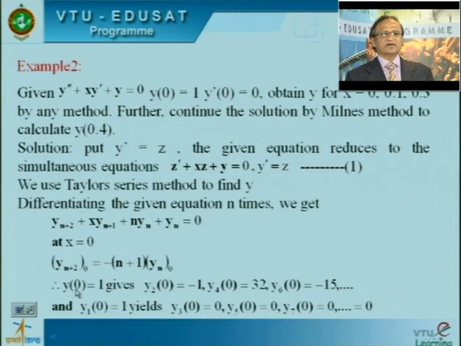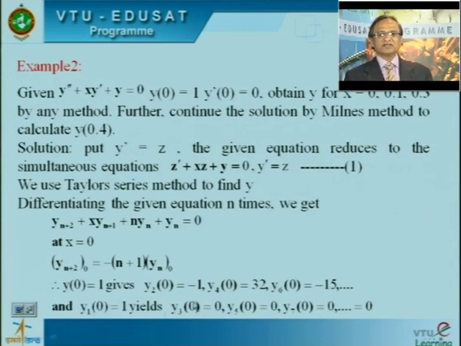So, y at x is equal to 0, what is the value? They have given the initial condition, right. Then I want to obtain the second derivative. I can replace x by 0, simplify, you will get minus 1. Fourth derivative, replace x by 0, simplify, you will get 32. Sixth derivative, replace x by 0, I can obtain minus times of 15, and similarly y1 at x is equal to 0 is 1.